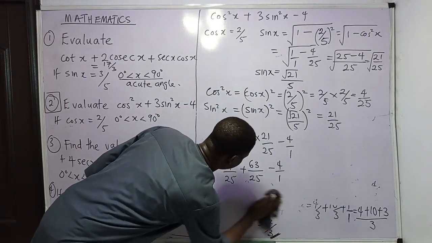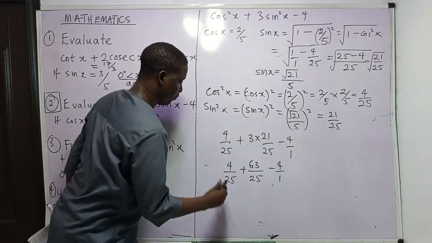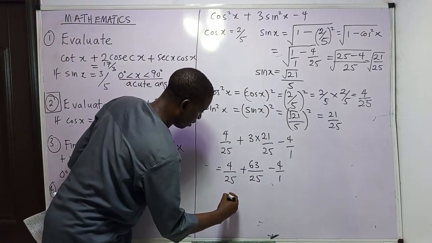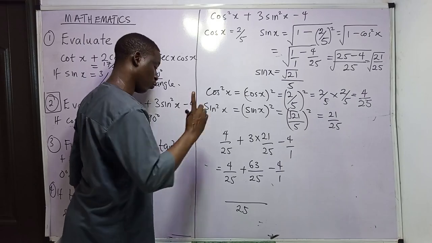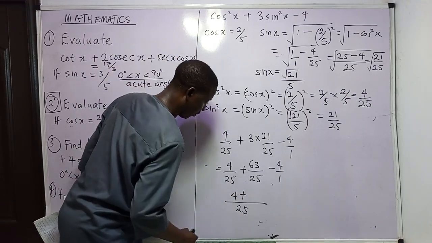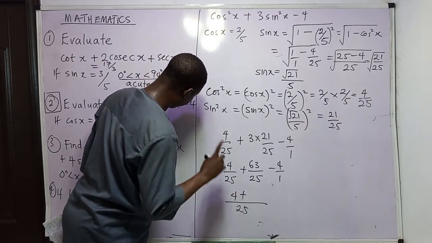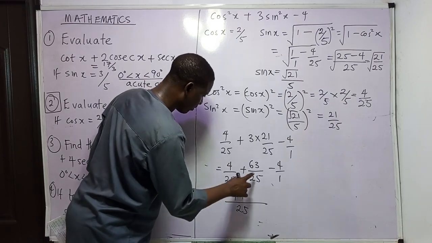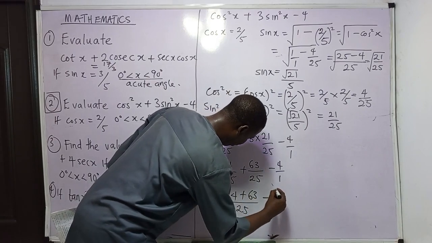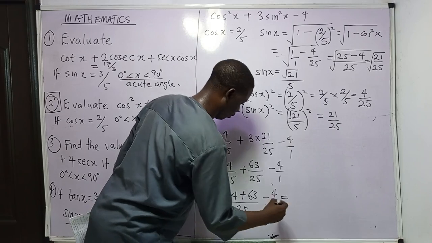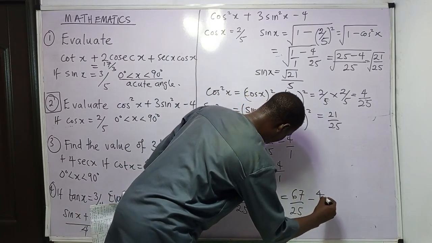Now, let us break down this part. It now gives us what? LCM is 25. 25 divided by 25 is 1. 1 times this is 4, plus 25 divided by 25 is 1, 1 times 63 is 63, minus 4 over 1. And that will give us 67 over 25 minus 4 over 1.